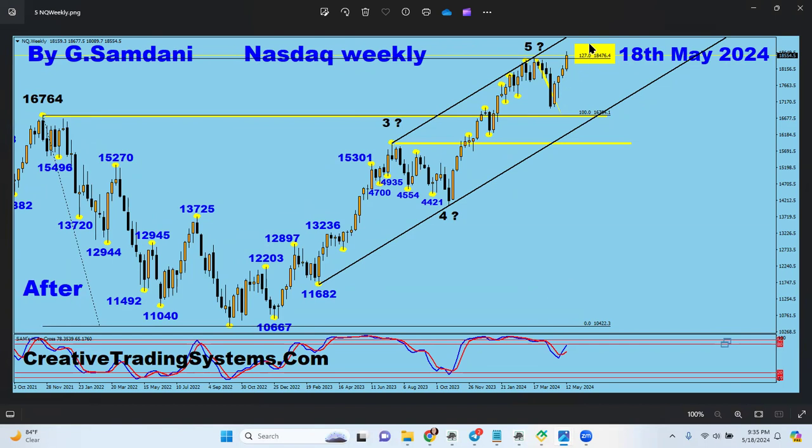So now what's going to happen? The fib number is gone. There is no support and resistance level. If wave 5 is finished, or it is going to go even further to the upside.